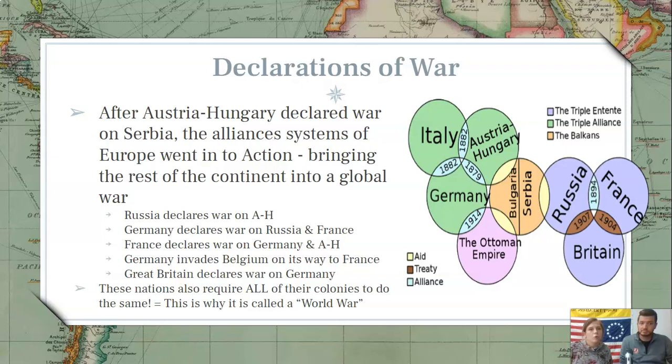Germany declares war on Russia and France because Germany and Austria are best friends. Okay, you see how the alliances are now factoring in. France declares war on Germany and Austria because they're like, well, what'd I do, right? Germany invades Belgium on its way to France. Belgium's a teeny tiny baby nation. Great Britain gets involved. And they're like, that's not cool. Also, France is our friend. And so then they're going to declare war on Germany, and it just falls like dominoes very quickly.